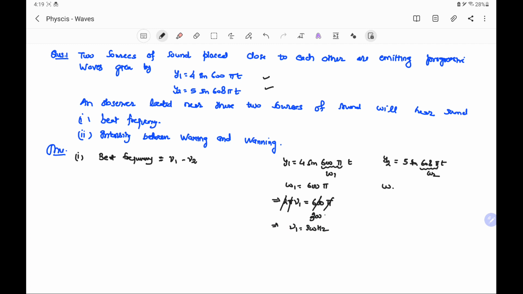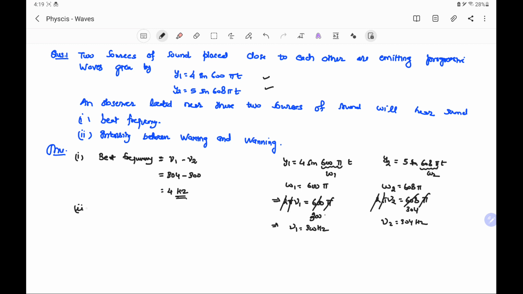Similarly, if we compare, omega 2 is 608 pi, or 2 pi nu 2 is equal to 608 pi. Pi and pi get cancelled, and 608 by 2 is 304. So nu 2 is equal to 304 hertz. Therefore, beat frequency will be, because we are taking the difference, 304 minus 300, that is equal to 4 hertz.